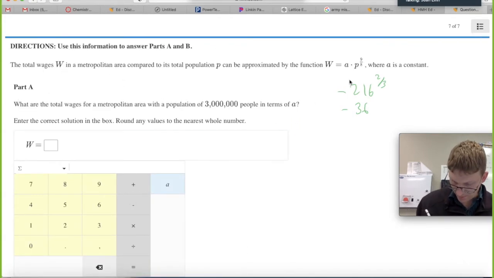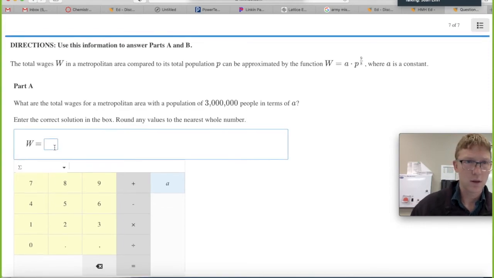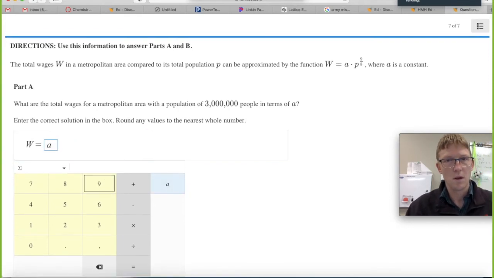Ooh, a word problem. So the total wages, W, in a metropolitan area compared to its total population can be approximated by the function, where A is a constant. Part A. What are the total wages for a metropolitan area with a population of that many people in terms of A? So total population of P. So that just means we're going to shove that number in for P, right? So that's going to look like A.